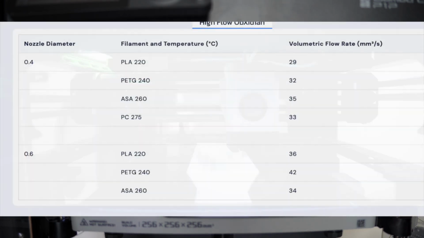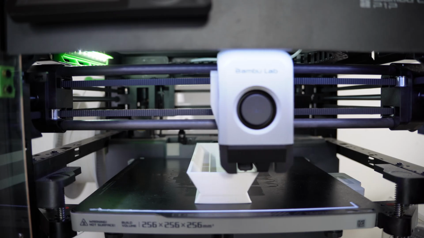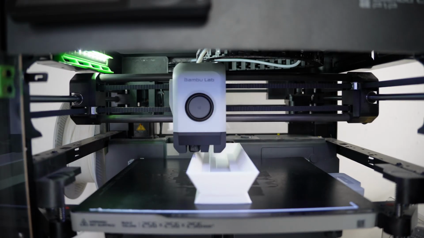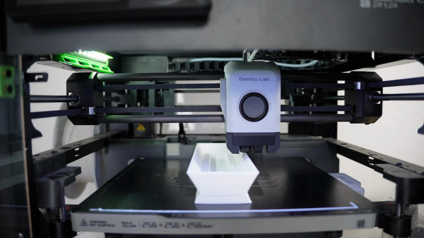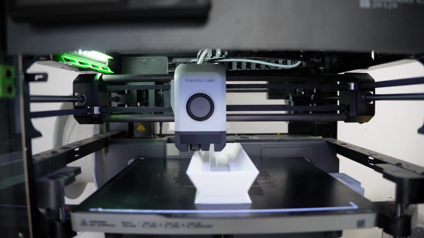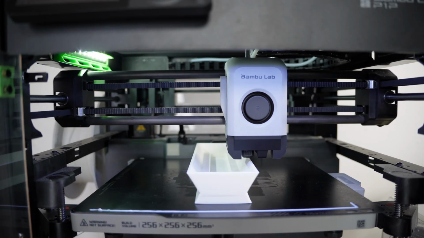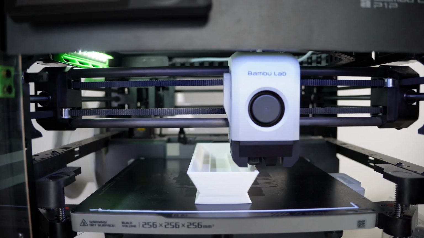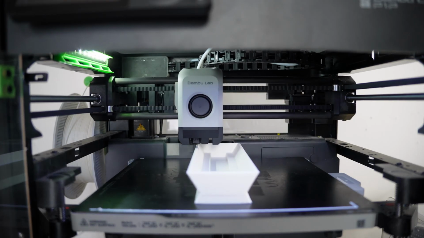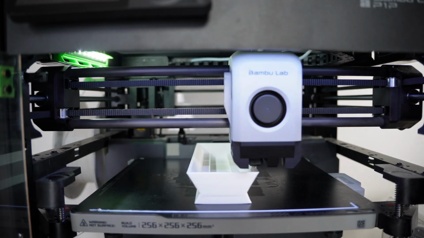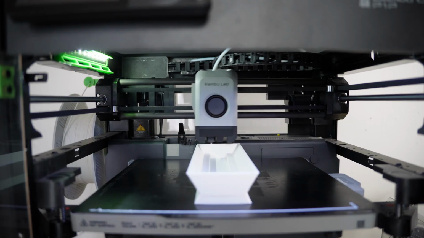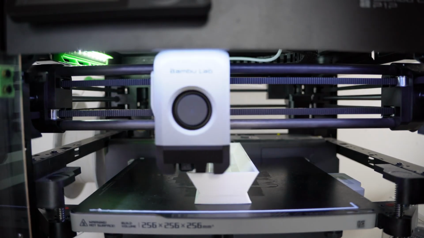They do recommend turning it down to 29 cubic millimeters a second for PLA, and that's more of a reliability thing than anything else. So I went along and did that, and I got really consistent results from all the models I was printing, and really no trouble. It was very simple to do. It's not like in the past when we were doing Creality machines where that was an absolute nightmare. But this was so simple.